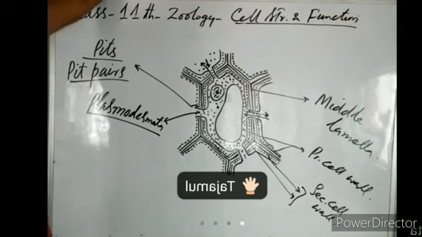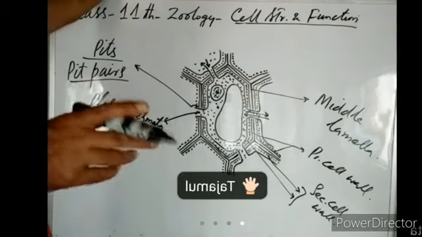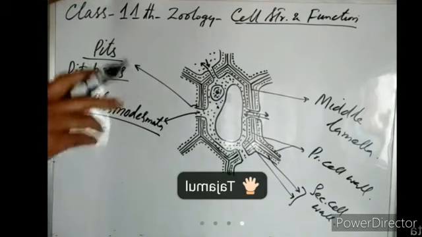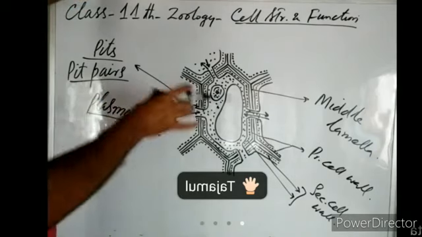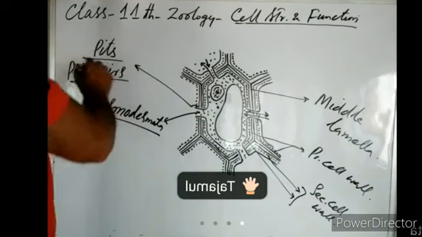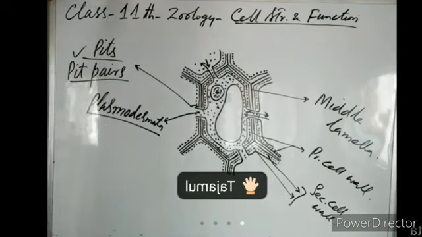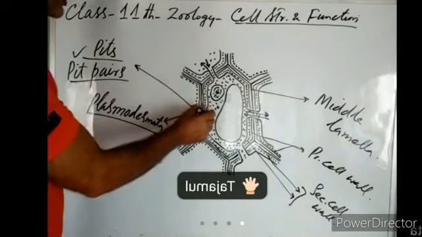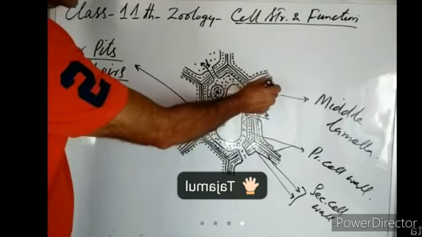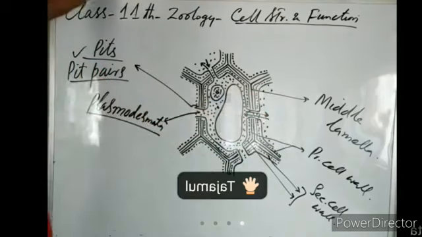Otherwise, it is impossible for plant cells to exchange materials because they are surrounded by a rigid, very thick cell wall. But in this cell wall, there are some areas where the cell wall is not laid, in the form of holes or pits. Those pits are present in opposite directions on the cell wall, so they are known as pit pairs. Through these pit pairs, cytoplasm of one cell is continuous with the cytoplasm of another cell. So that helps in the exchange of materials through the cell wall, right? So that is all about the cell wall.